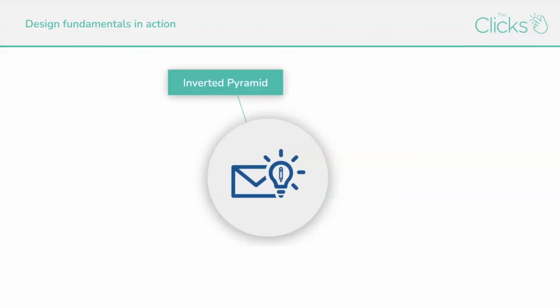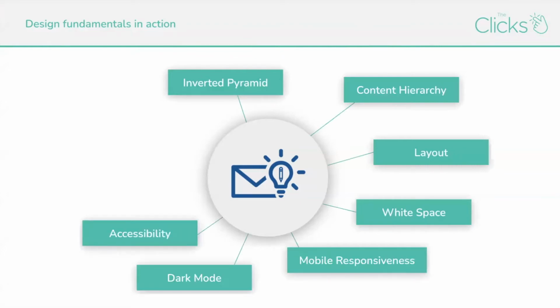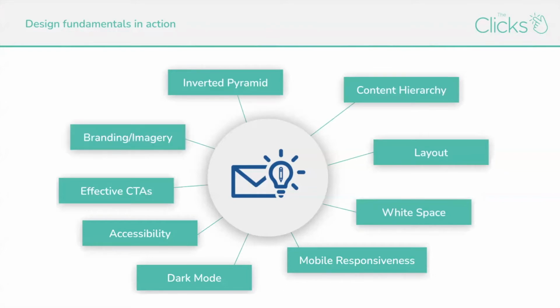So we've got the inverted pyramid, content hierarchy, the layout, white space, mobile responsiveness, dark mode, accessibility, effective CTAs and buttons, and branding and imagery.